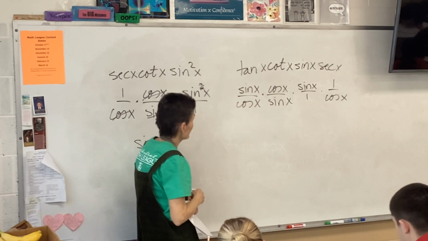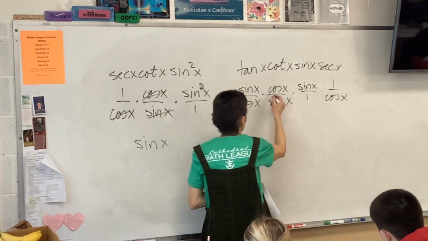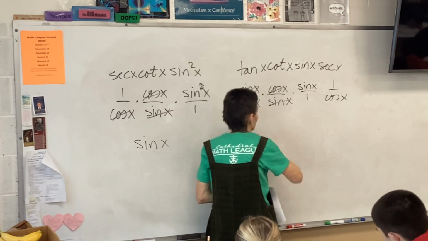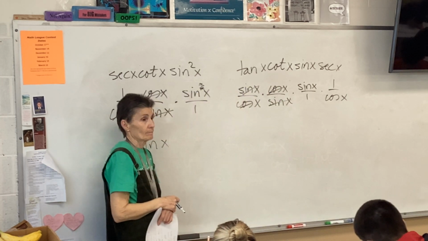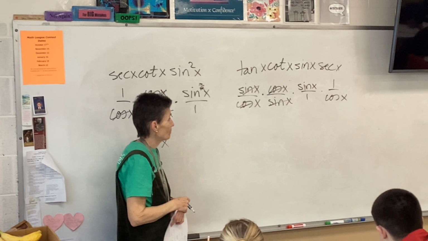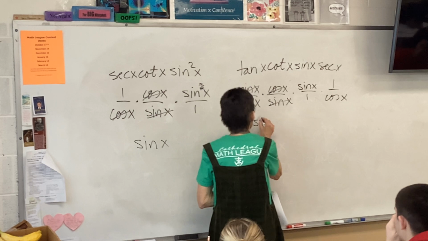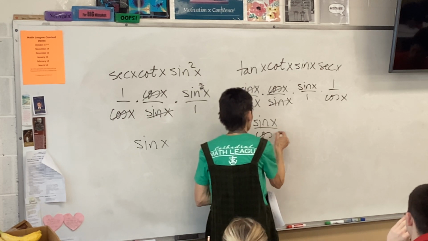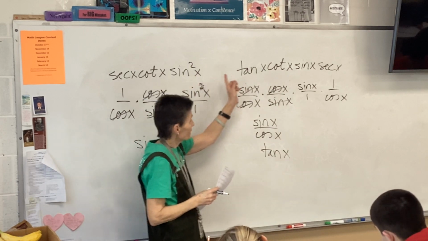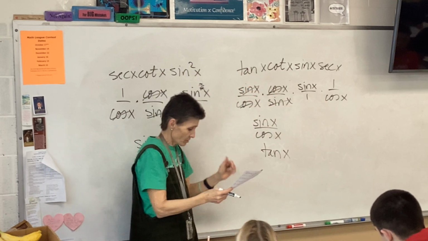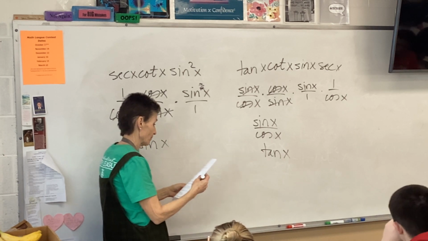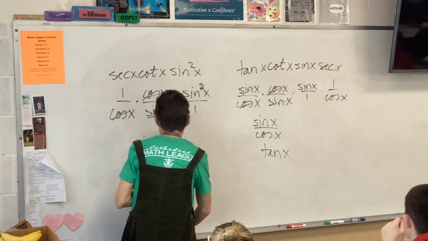Okay, let's cancel away. What am I left with? Sine over cosine, which is tangent. So all that big ugly mess just turned out to be tangent. All right, let's look at number 12.